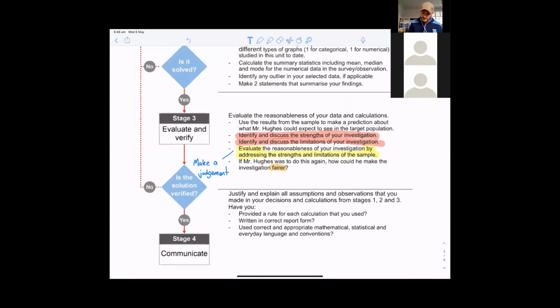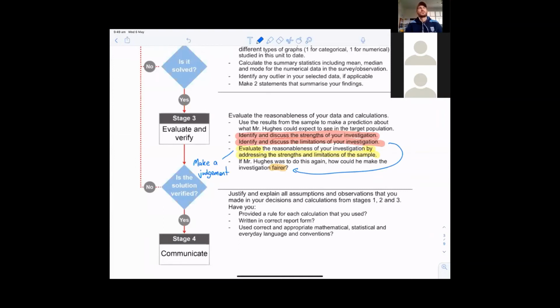So these limitations, at least some of them, are definitely going to relate to how fair the investigation was, the bias that might have existed in the investigation. So make sure you consider that, and then just discuss ways that Mr. Hughes could improve it. So for example, if you had a limitation, I don't want to give one away because I want you to actually critically think. So I'm going to use one that is completely not true.